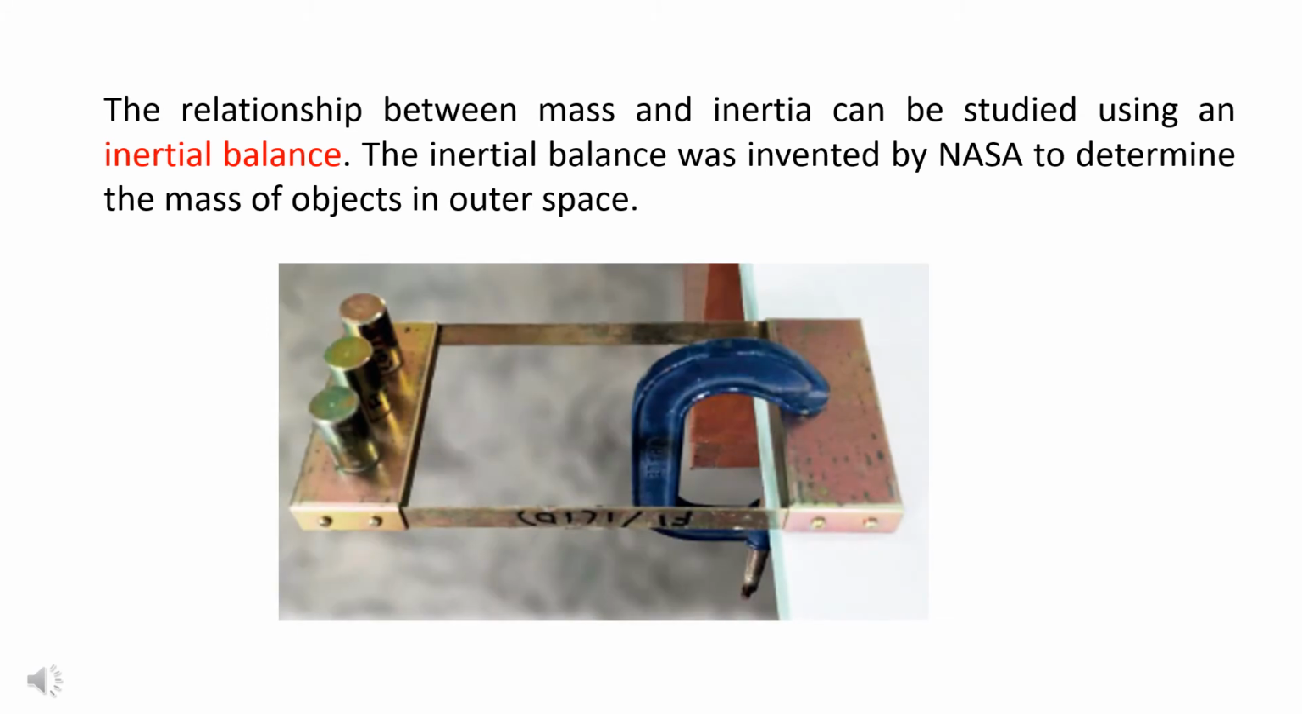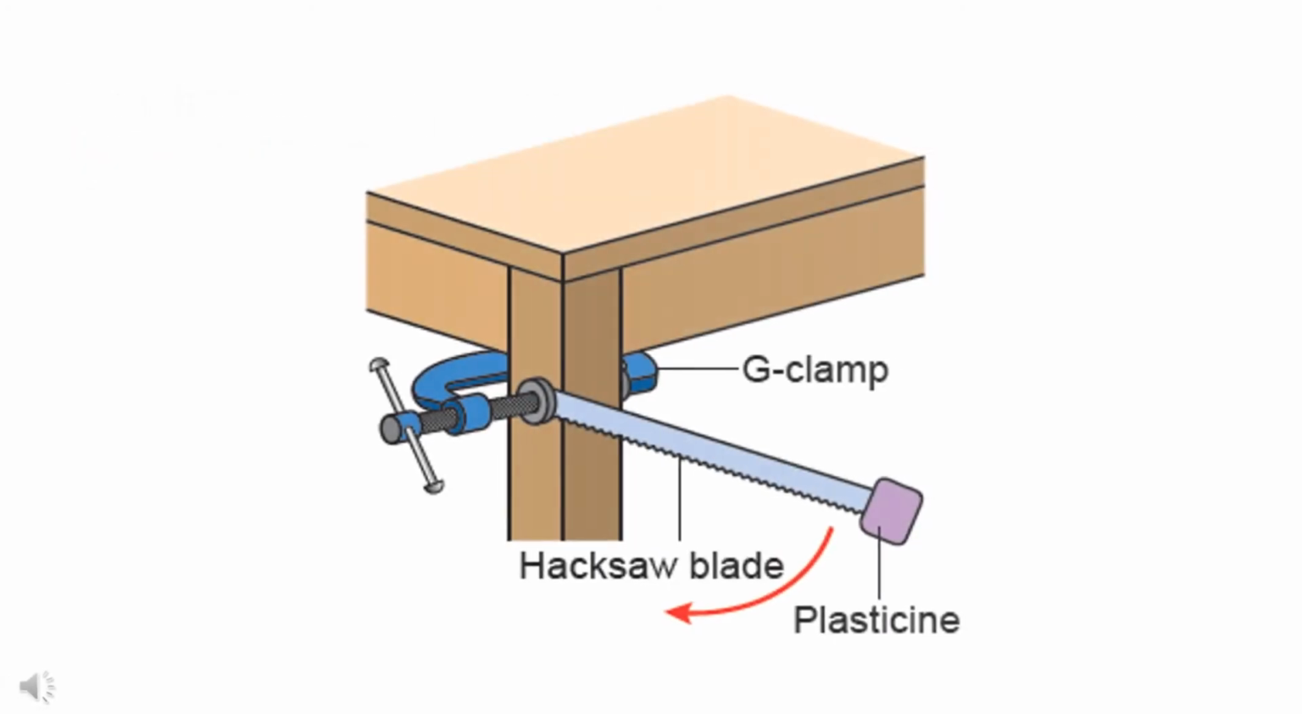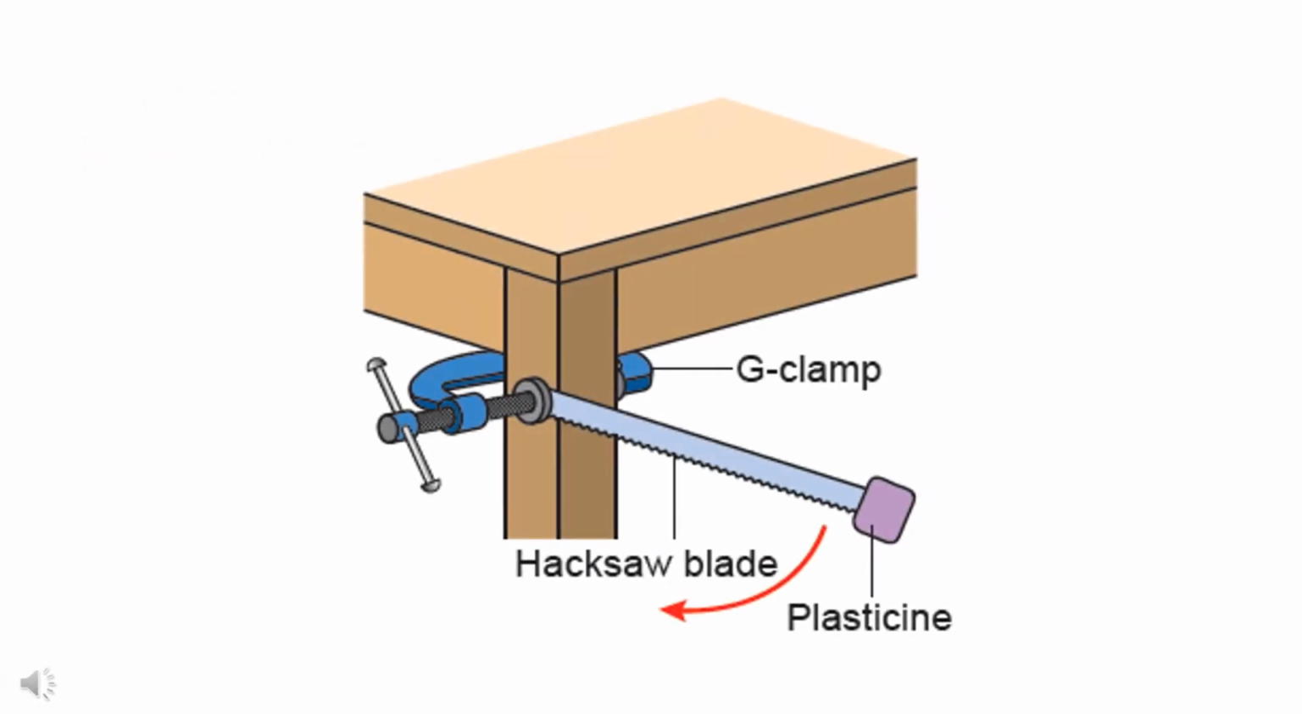The relationship between mass and inertia can be studied using an inertial balance. The inertial balance was invented by NASA to determine the mass of objects in outer space. We can carry out the experiment in the lab to study the relationship between mass and inertia. This is the setup of the apparatus.